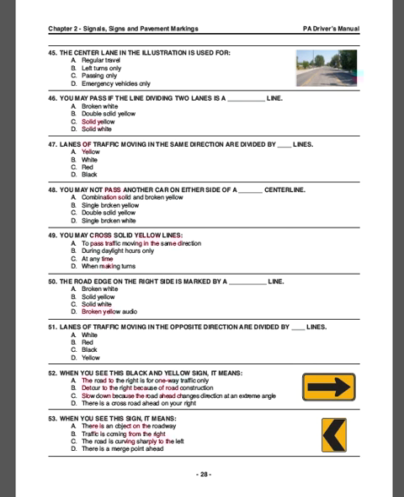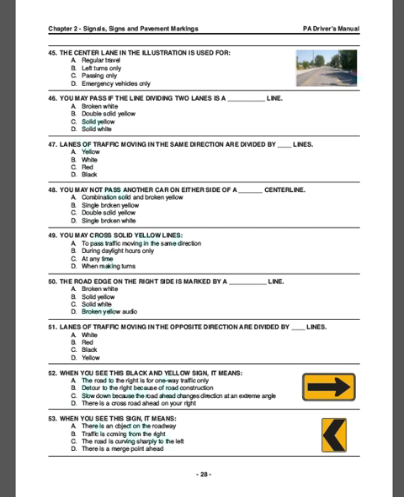46. You may pass if the line dividing two lanes is a what kind of line? A. Broken white. B. Double solid yellow. C. Solid yellow. D. Solid white. The answer is letter A. You may pass when the line dividing two lanes is a broken white line.